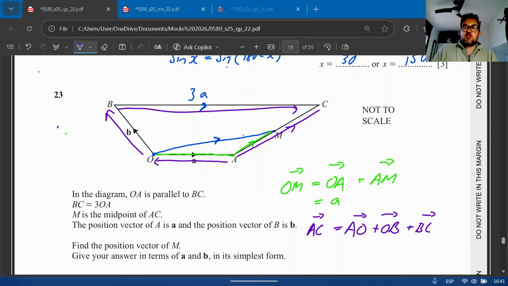So imagine you need to get from A to B. Doesn't matter how, you have the same vector. All right, so let's do that. OA is A, but in the opposite direction. We're going against the arrow, so that's negative. Remember that. Then OB, we're going with the arrow, so that will be B. And then BC, we knew that's 3A. Okay, and then we can simplify this. 3A minus A gives us 2A plus B. Great, so we know this is 2A plus B.